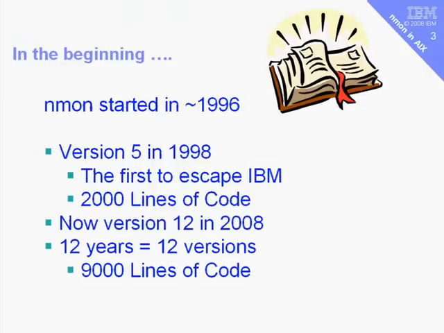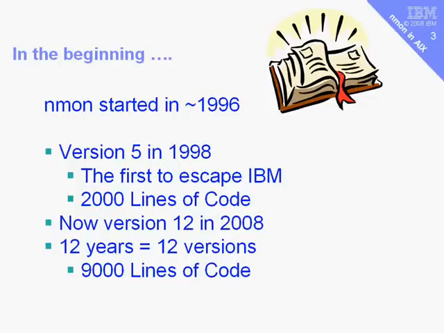If we go back in time, I can track the first nmon version to somewhere around 1996, and it was used as a tool in the UK for performance monitoring and benchmarking, capturing results and generating graphs. The first release was actually available outside IBM in 1998 at version 5. Up until then it had been passed around largely on floppy disks, can you believe it? And at the time, version 5 was about 2,000 lines of code.